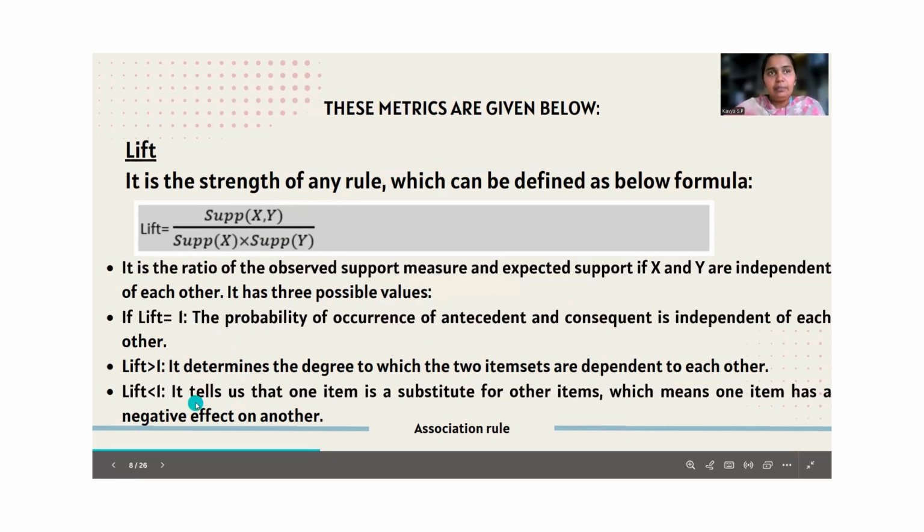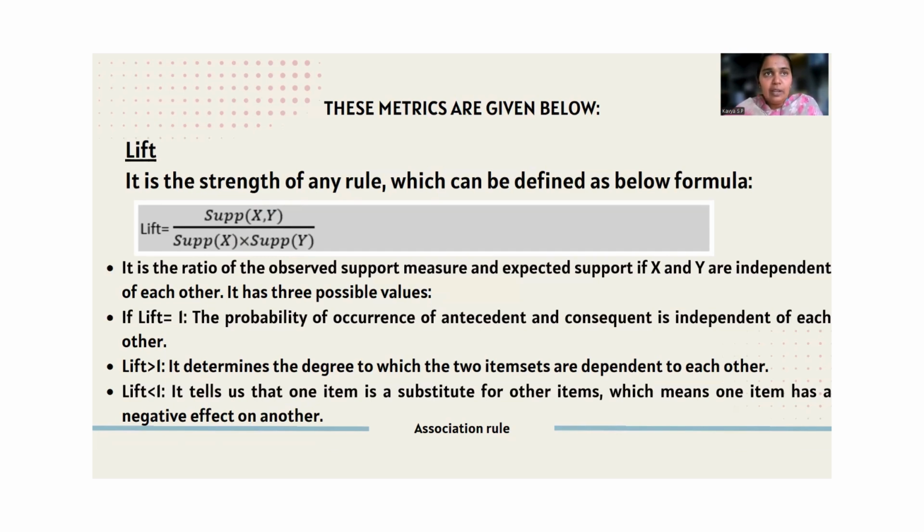If it is less than 1, the other item is a substitute for the first item. So it has a negative effect. Whereas if this particular item is kept together, the other item will be sold, whereas the item being considered will not be purchased or sold.